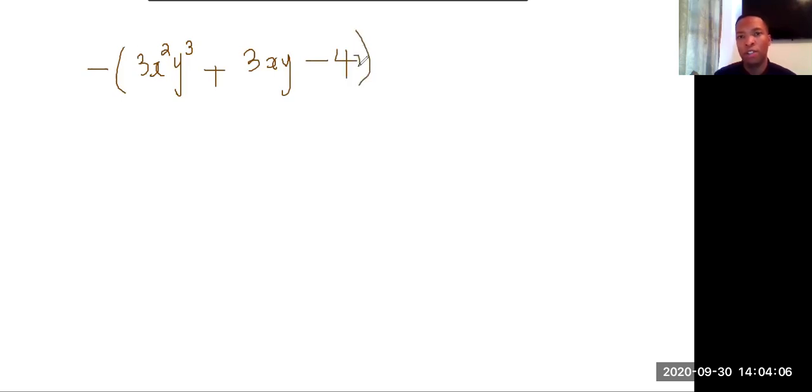Midnight. 3x squared y cubed plus 3xy minus 4. Let's do minus 4x plus 2 times... 3. I was right, 3. 2 times xy minus x squared y cubed.